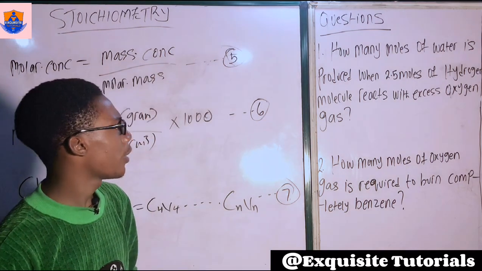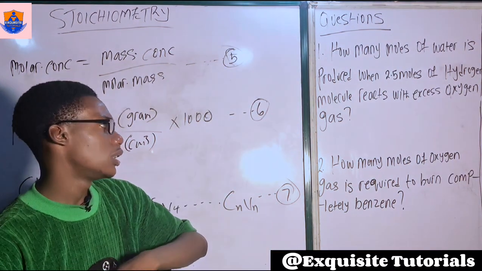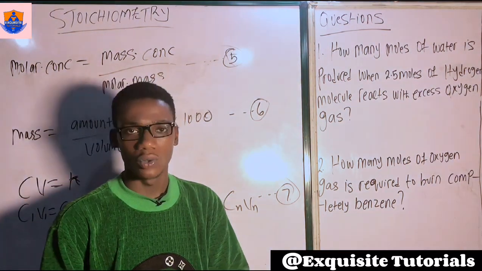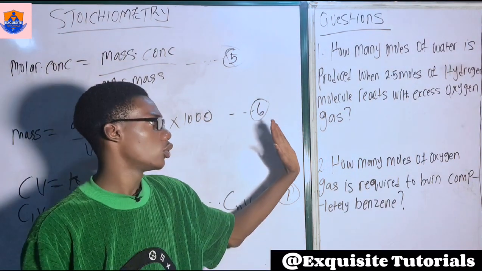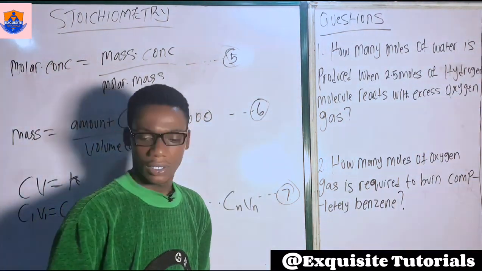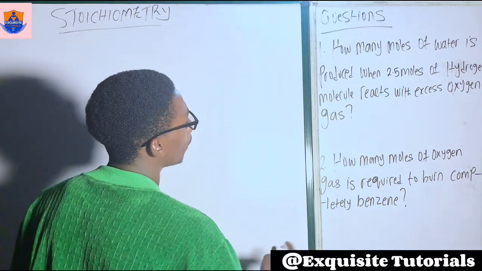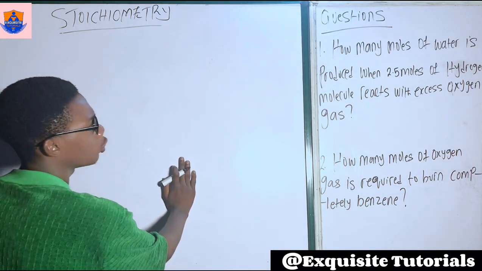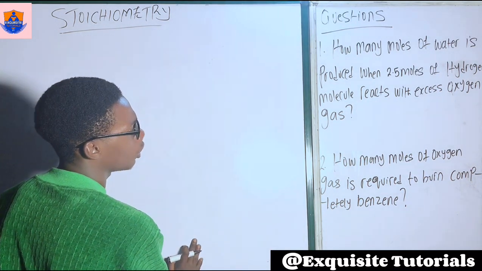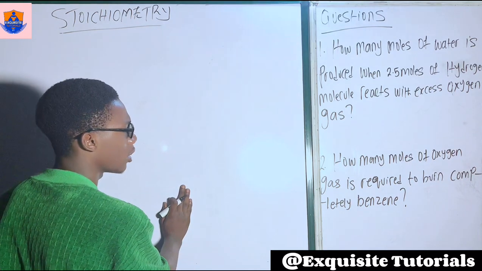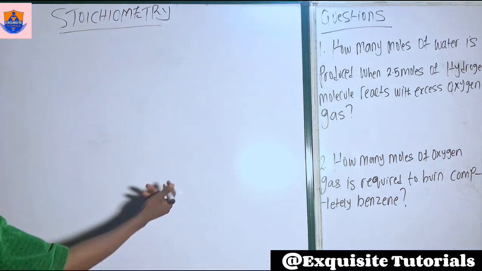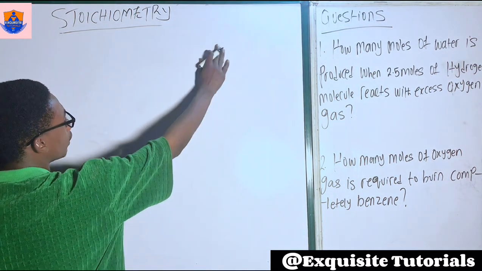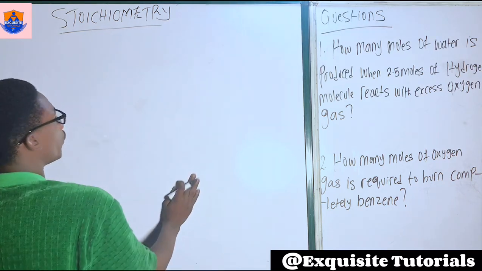So first of all, let's start up with something cheap. Okay, so now we have this question on the board that we have to tackle real quick and then drop the solution on the board. All right, so how many moles of water is produced when 2.5 mole of hydrogen molecule reacts with excess oxygen gas?